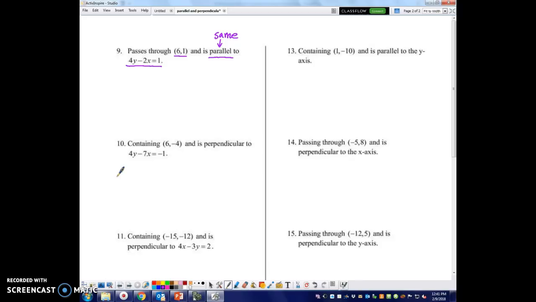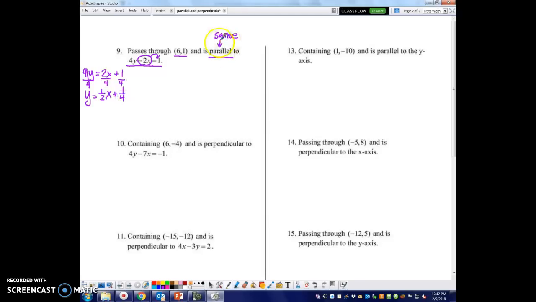So don't move the y. It's written a little bit different. Move the x, then divide by y. So we have 4y equals, when we move that over, it becomes a positive 2x plus 1. Then divide by y. So we have y equals 2 divided by 4, simplifies down into 1 over 2, x plus 1/4.